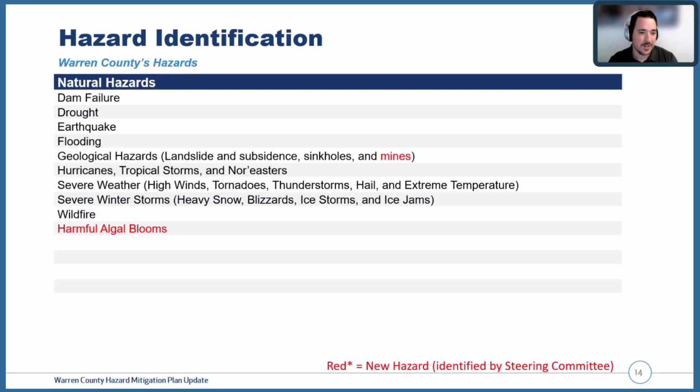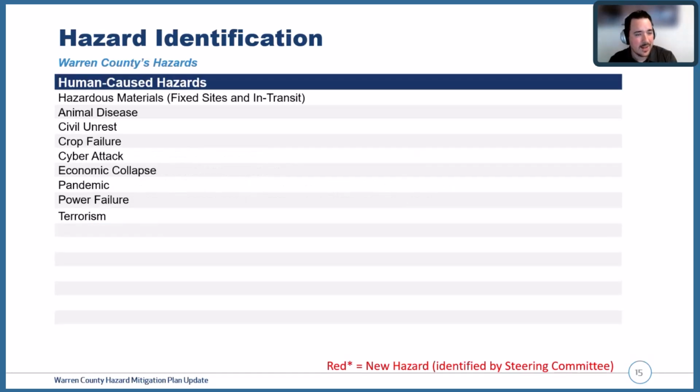Hurricanes, tropical storms, nor'easters, severe weather, high winds, tornadoes, thunderstorms, hail, extreme temperature, severe winter storms, that's heavy snow, blizzards, ice storms, and ice jams, wildfires, and then harmful algae is a new one that the state plan has added and the county wanted to add as well. The human caused hazards, they have not changed from the previous plan.